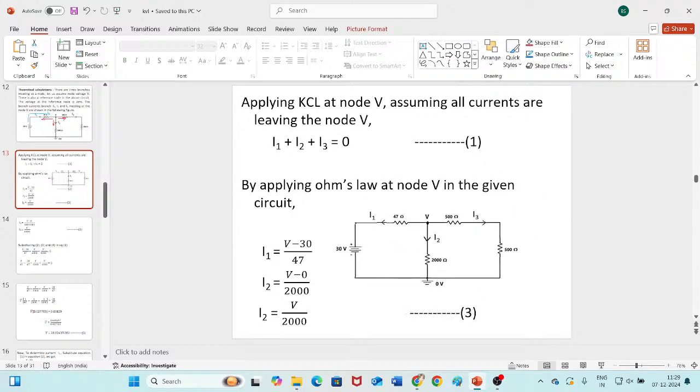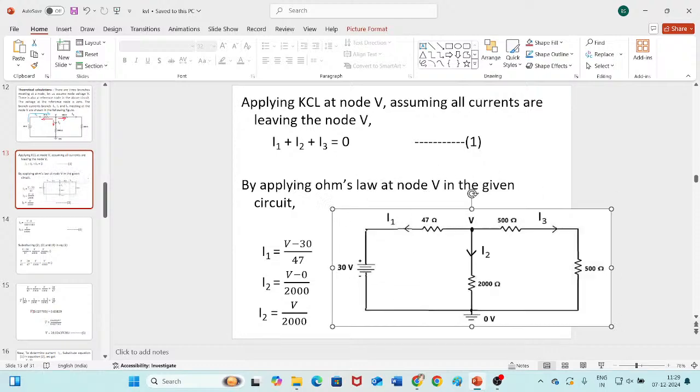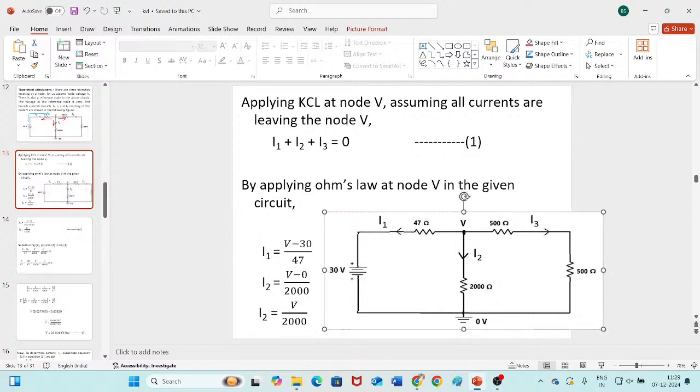Now, let us write down the current equations.